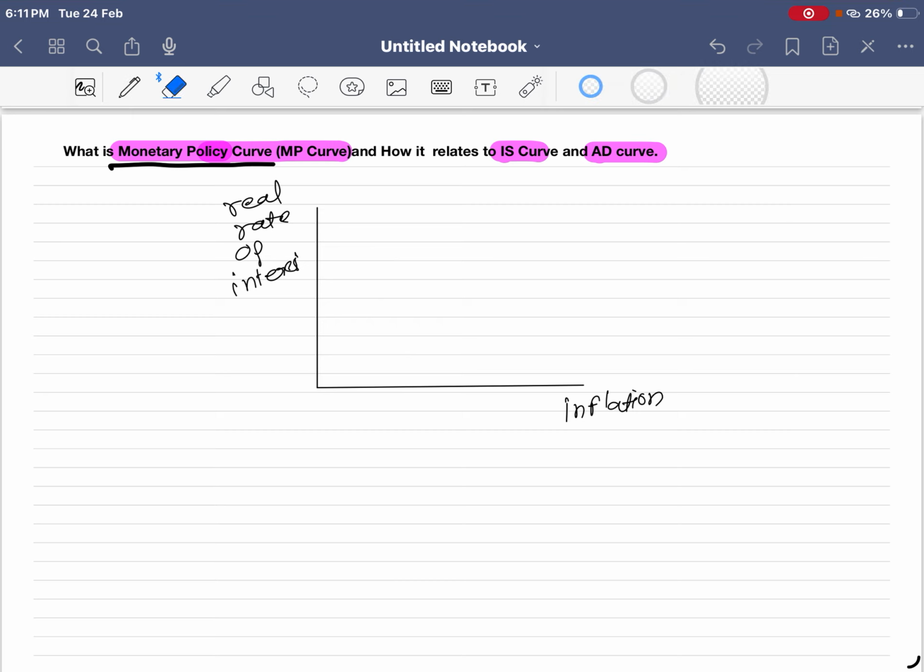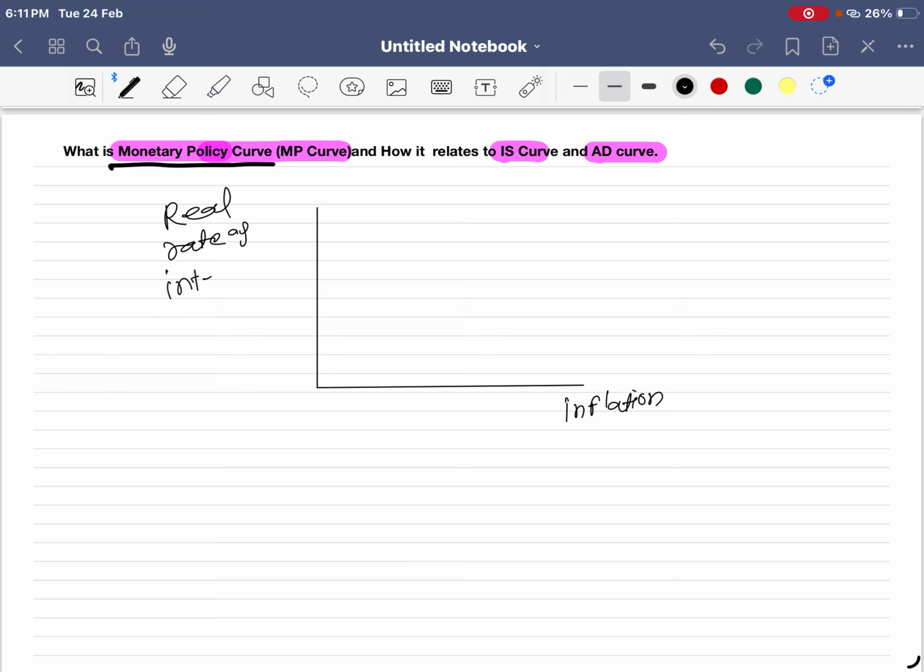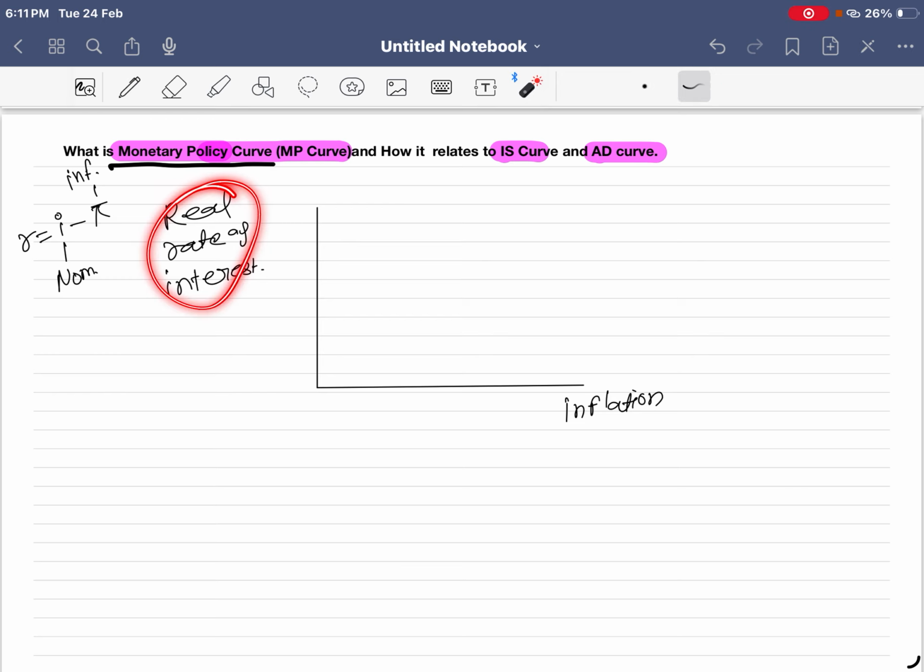Real rate of interest in the economy. Real rate of interest is nothing but r is equal to i minus pi. So here i is the nominal rate of interest and pi is the inflation. Now what is the relation between this real rate of interest and inflation? So the relation is, for the MP curve we can say that it is a positive relation. So why is there a positive relation?